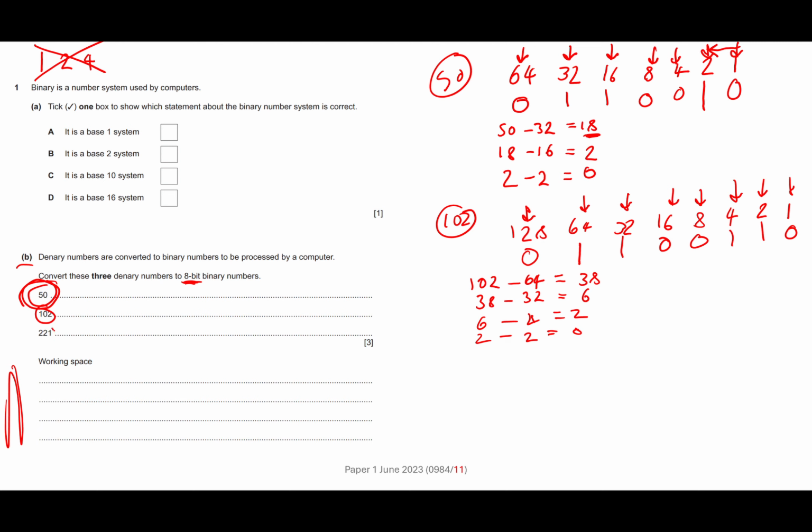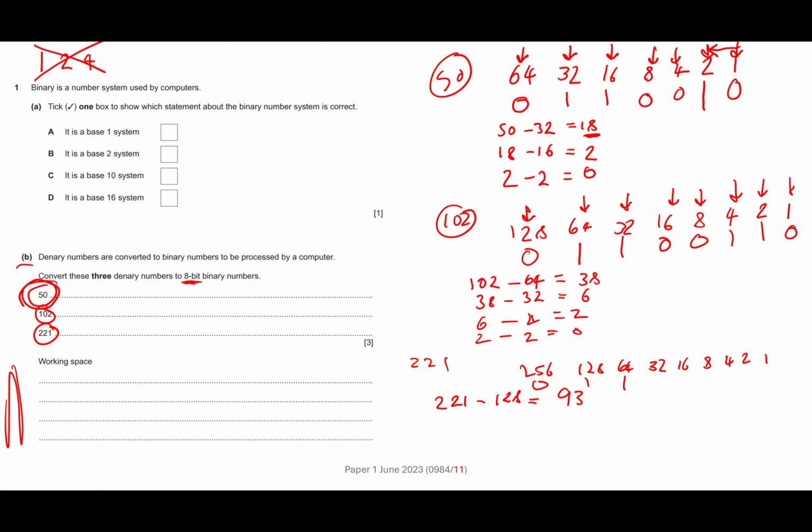So we've just got the last one to do, which is 221. So we're going to do our table again. So we got 1, 2, 4, 8, 16, 32, 64, 128, 256. Now we're going to do our sums. Can we take 256 away from 221? No, we can't. Can we take 128 away from 221? Yes, we can. So we pop a 1 in there and we're left with 93.